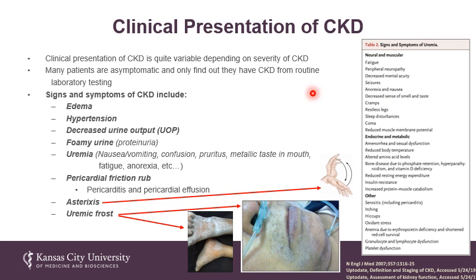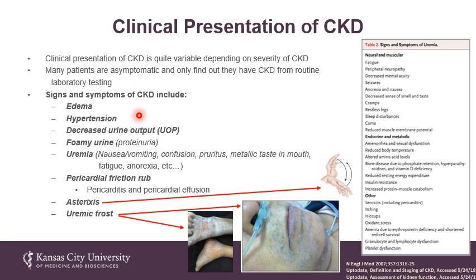What are the ways of presentation of CKD? Well, it really depends on the severity. Most patients that you're going to see are going to be asymptomatic, and the only reason that you know they have kidney problems or they know they have kidney problems is because they did routine blood work that showed their creatinine was abnormal with an abnormal GFR.